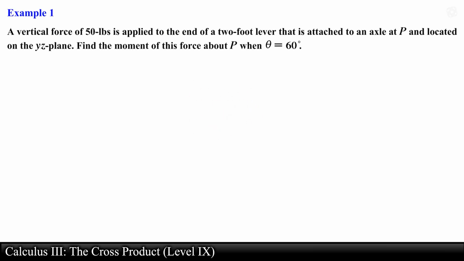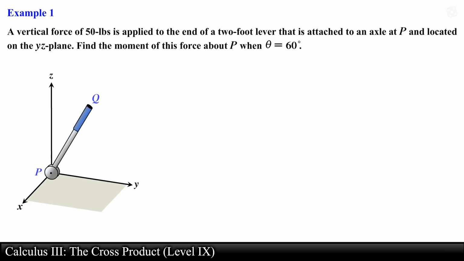A vertical force of 50 pounds is applied to the end of a 2-foot lever that is attached to an axle at point P and located on the YZ plane. Find the moment of this force about point P when theta equals 60 degrees.